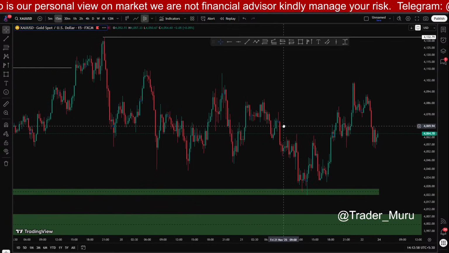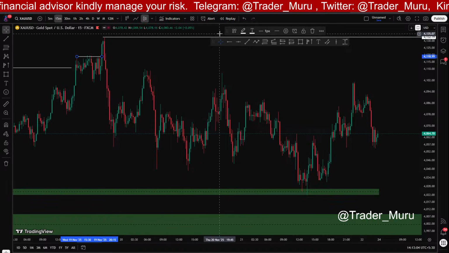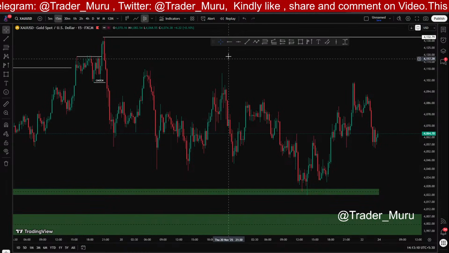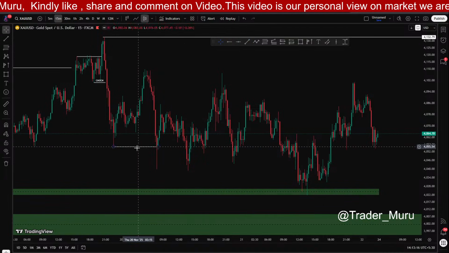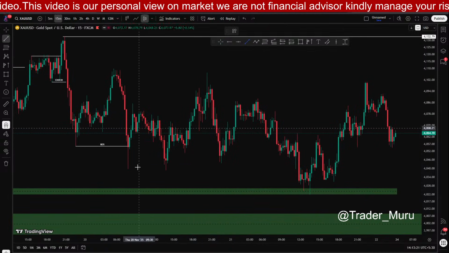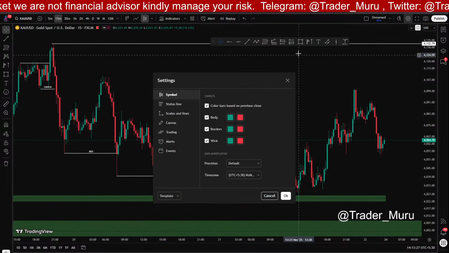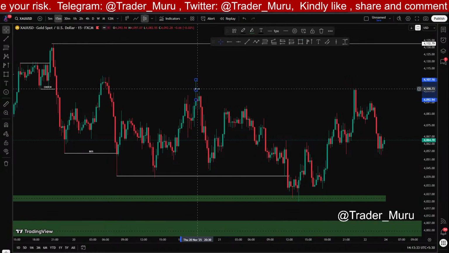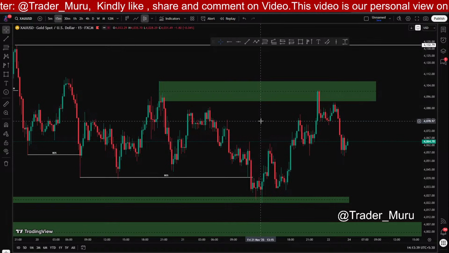here is what we have in structure: this was the last break of structure in 15 minutes towards the upside. Then we have this change of character. After that we have this break of structure, and the last break of structure is this one. So right now the main hurdle for gold is this high, because this is our 15-minute break of structure.